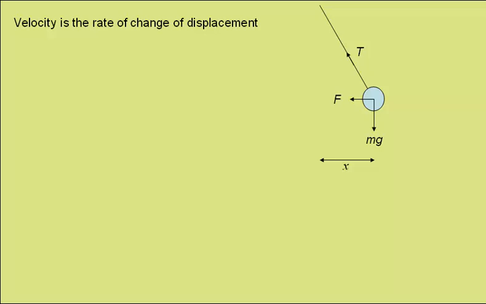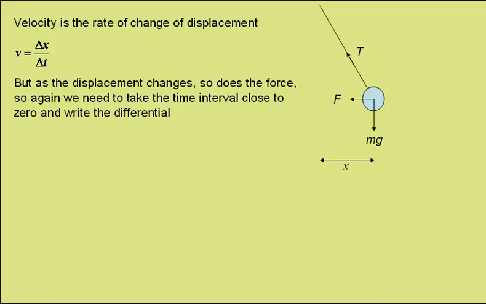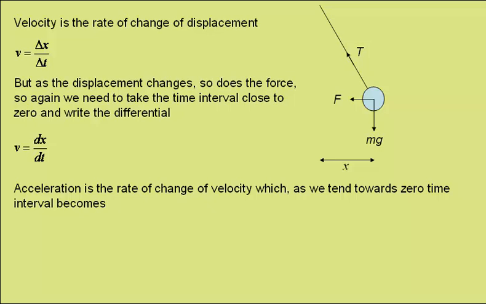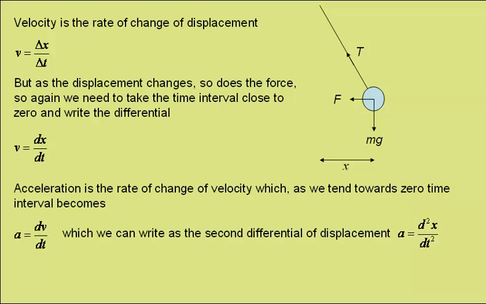Velocity is the rate of change of displacement, so we can write that the velocity v is equal to the change in displacement delta x over a time interval delta t. But as the displacement changes, so does the force, so again we need to take the time interval close to 0 and write the differential, which would be v is dx by dt. Acceleration is the rate of change of velocity, which, as we tend towards a 0 time interval, becomes the differential a is equal to dv by dt, which we can write as the second differential of displacement, a is equal to d2x over dt squared.